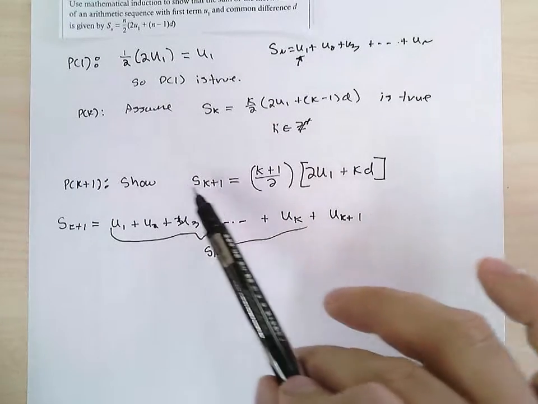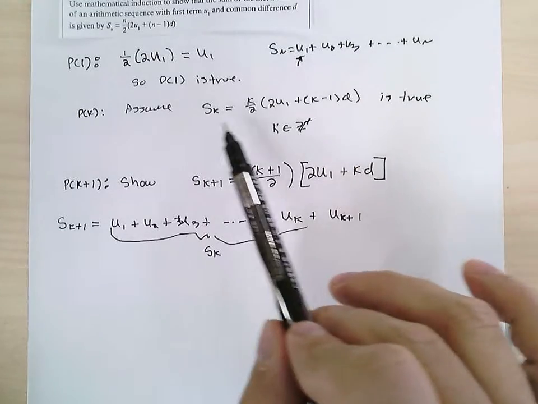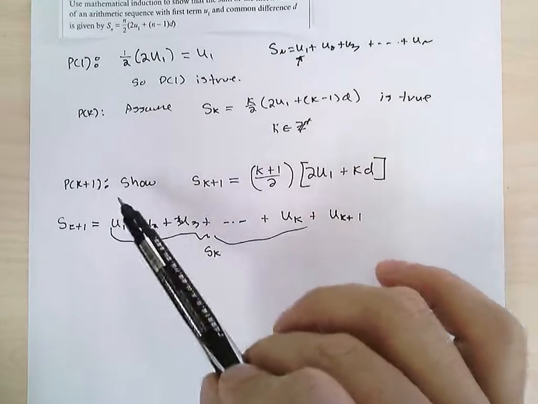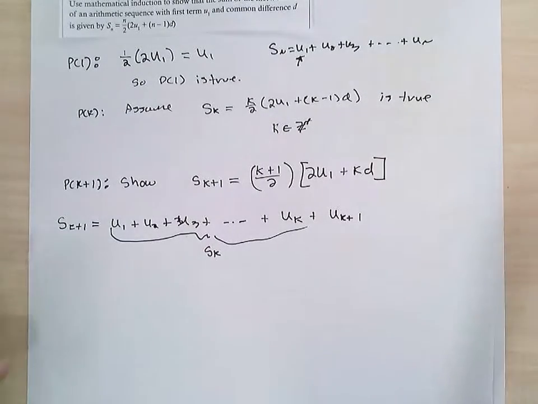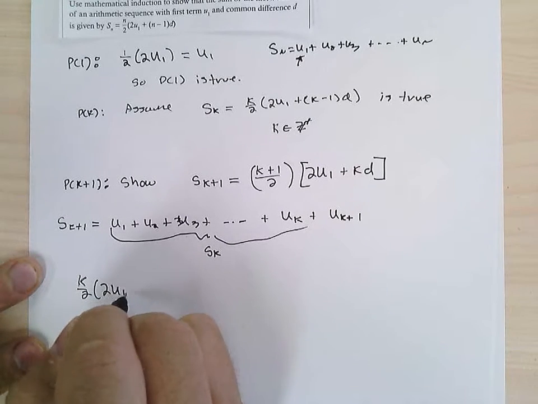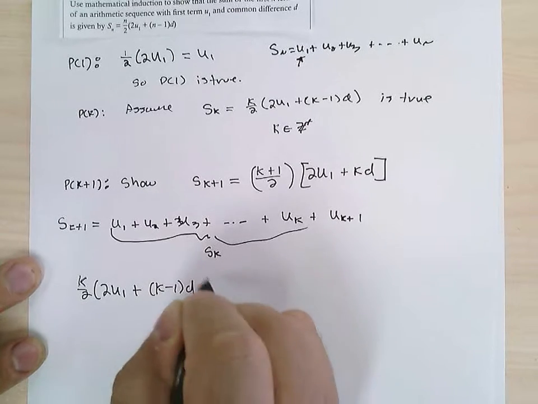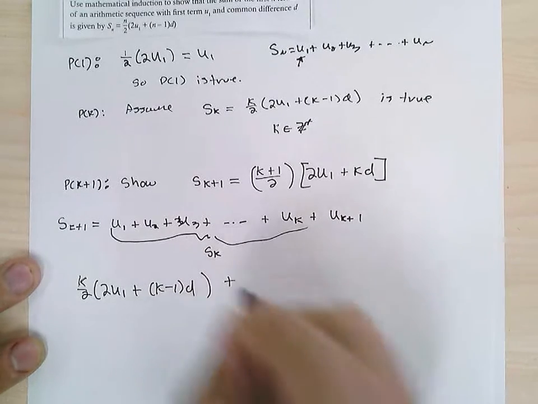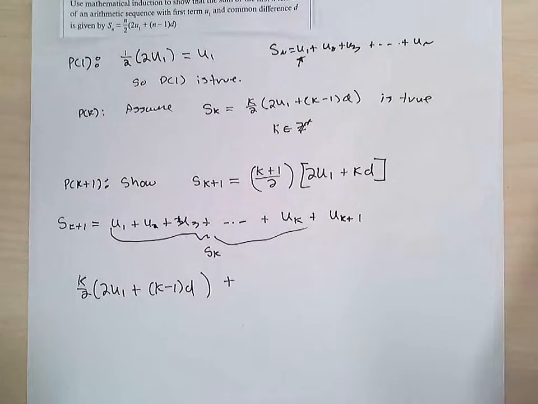Once you set up your S(k+1) appropriately, or your P(k+1), you want to find a way to use your assumption. So now I know that I have my assumption, which is k/2 [2u₁ + (k − 1)d], plus the next term in the sequence, right? Well, what is this term equal to?